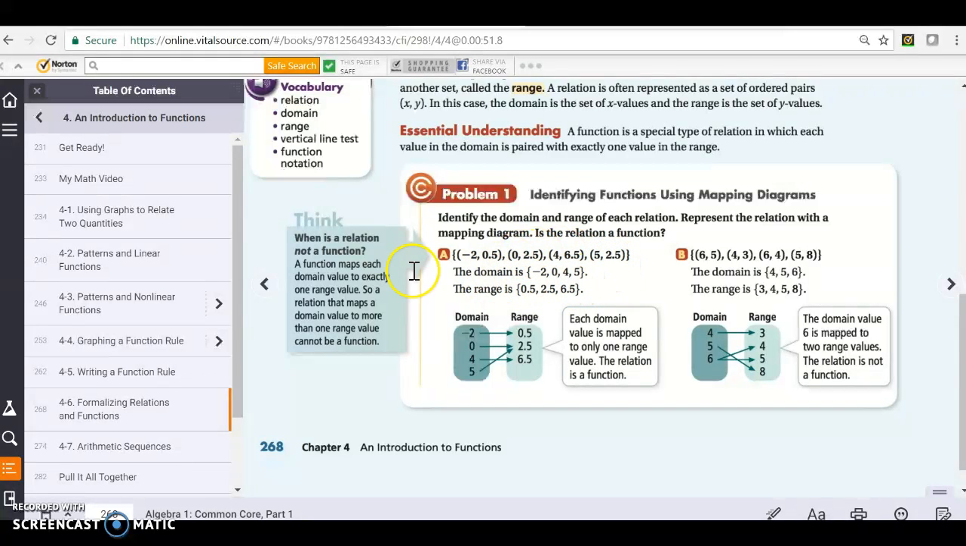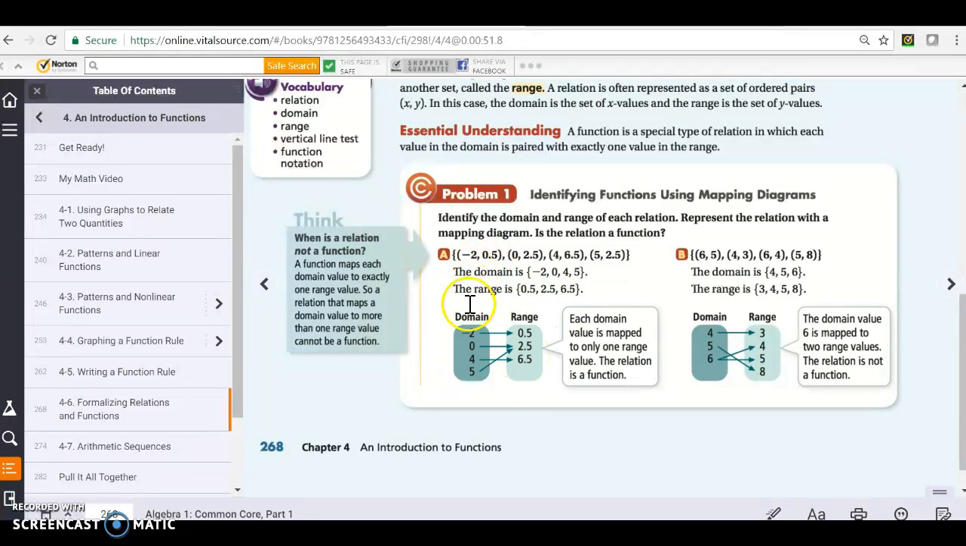So the domain is always my first number. So I have negative 2, 0, 4, and 5. The range is my last number, so it would be 0.5, 2.5, 6.5, and 2.5. So 0.5, 2.5, and 6.5. We don't have to repeat the 2.5, right?